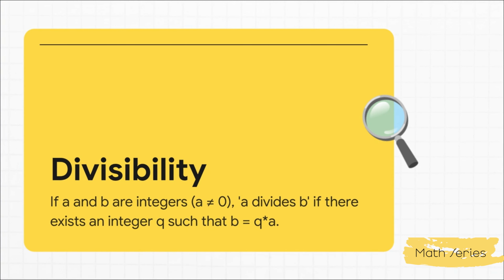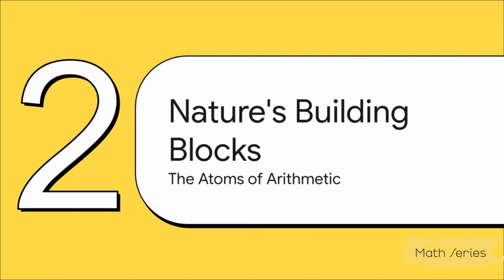So, divisibility. I mean, it's a concept we all kind of get, right? You know that 3 fits into 9 perfectly, but it doesn't fit into 17. It's that simple idea, one number fitting neatly inside another, that's actually the very first key to unlocking the hidden structure of all numbers. Okay, so if dividing is the action, who are the main characters in this story?